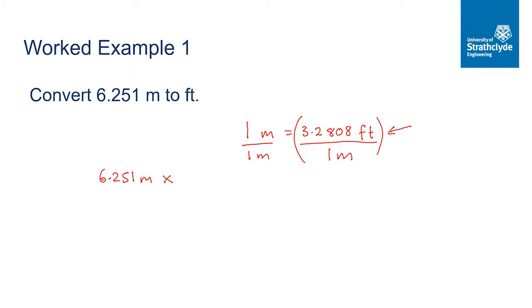So if we do that in this case, 3.2808 feet divided by 1 meter, well, here you can see that the meter cancels out, and then we're just left with feet. And now all we have to do is simply multiply 6.251 by 3.2808, which gives us 20.508 feet.